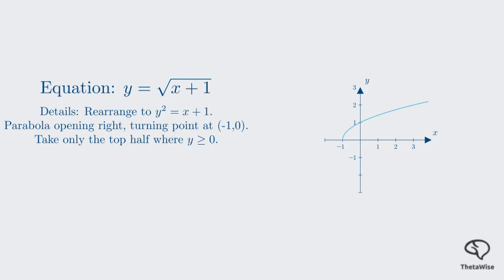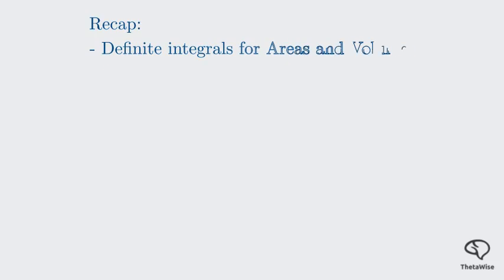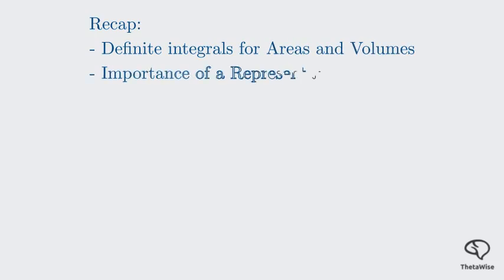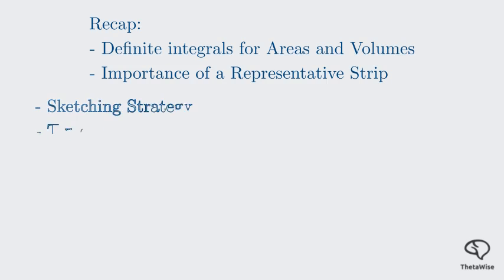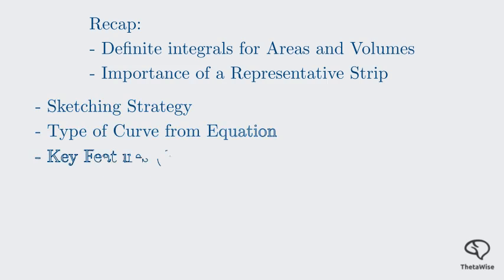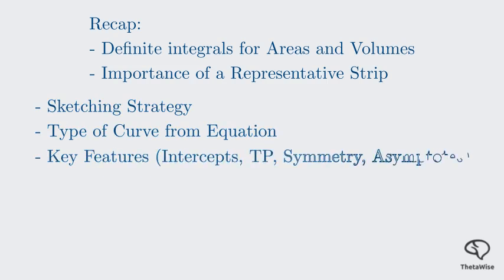Let's quickly recap what we've learned today. We started with the fundamental concepts of finding areas and volumes using definite integrals and the representative strip method. We then saw that a crucial first step for any integration problem is to sketch the region involved. We developed a strategy for sketching curves, focusing on identifying the type of curve from its equation and using key features like intercepts, turning points, symmetry, and asymptotes, rather than tedious point plotting.